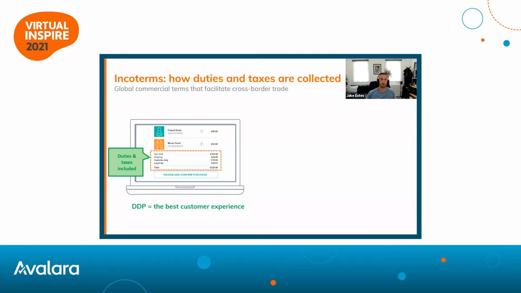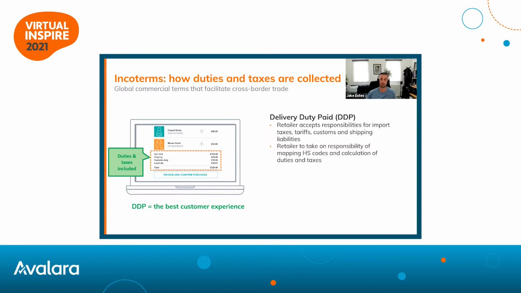Now, there are about 11 or so different Incoterms out there. The ones that you're going to encounter the most in B2C retail e-commerce are two different terms, and that's DDP, of course, and then DAP. DDP essentially means that you, the retailer, accept all the responsibility for, amongst other things, the import taxes, tariff classification, customs, and shipping liabilities. It's things like insurance that have to be considered as well. But in the context of tax, this is what you're going to focus on.